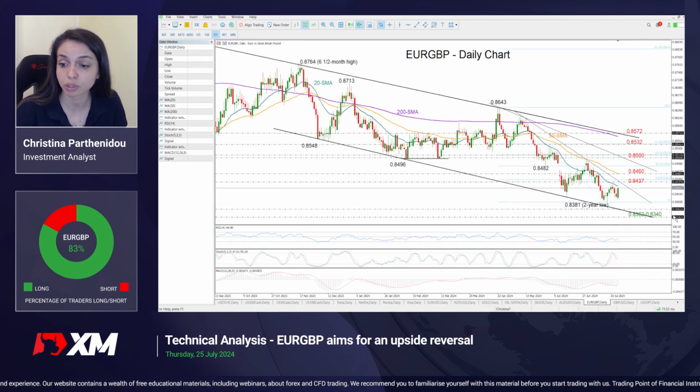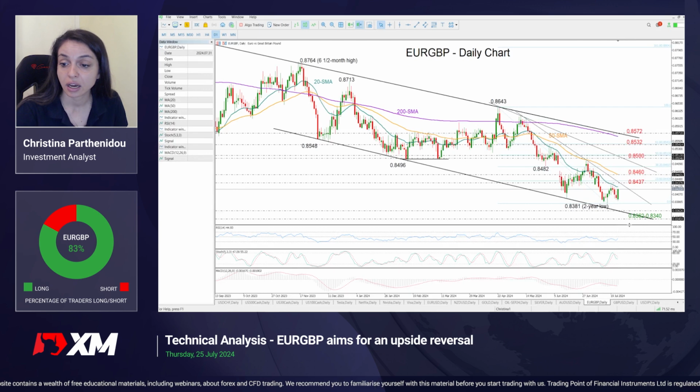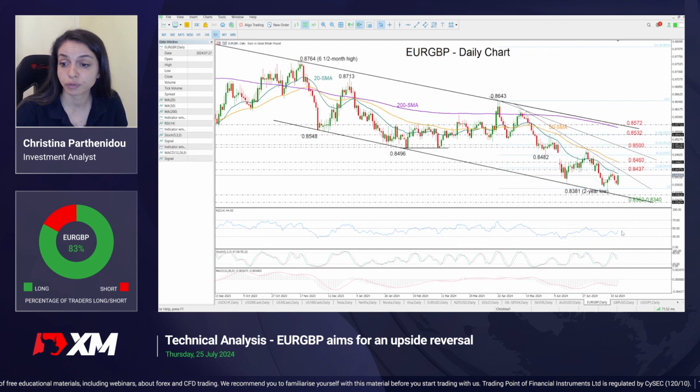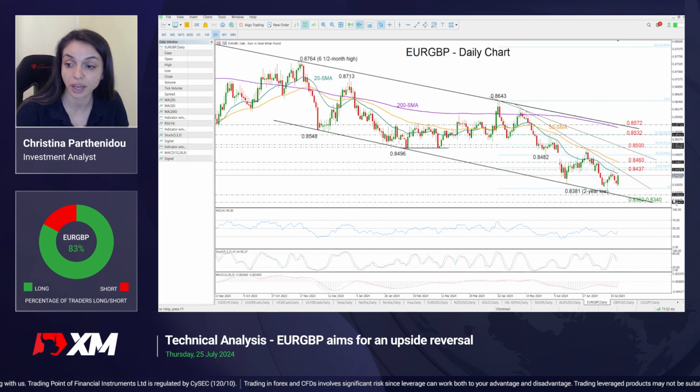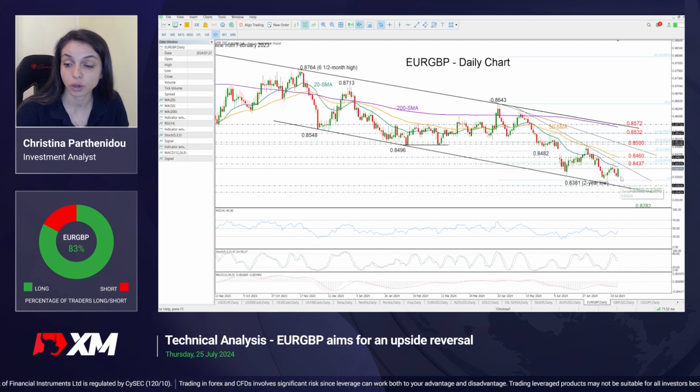Well, from a technical perspective, there is risk for some recovery, given the fact that the RSI is trying to recoup some extra ground, deviating above its 30 oversold level. The MACD is also climbing above its red signal line, which suggests that upside pressures could persist in the short term.